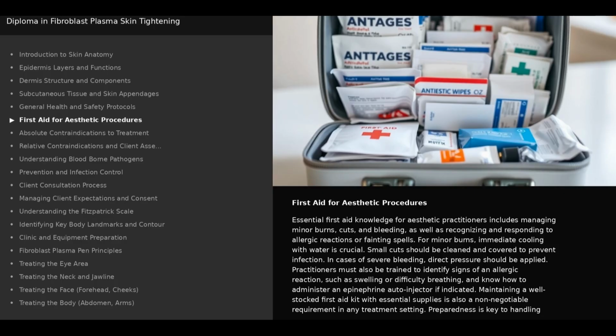For minor burns, immediate cooling with water is crucial. Small cuts should be cleaned and covered to prevent infection. In cases of severe bleeding, direct pressure should be applied.